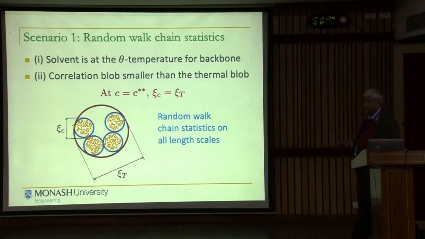Okay, so let's consider the first scenario they said, namely that you have a theta solution, and the other was, of course, that you have a good solvent. So when you have a theta solution or random walk chain statistics, this can happen under two circumstances. One is the solvent can be at theta temperature for the backbone. This is independent of what your concentration is. If you're at the theta temperature, then the backbone is behaving like a random walk. And the other possibility is if your correlation blob becomes smaller than your thermal blob, because you have random walk statistics inside a thermal blob and outside a correlation blob. But if your correlation blob gets smaller than the thermal blob, then you have random walk chain statistics on all length scales. This requires you to go to pretty high concentrations, and we haven't got there yet in our simulations, but I will show you results for the first scenario, okay?